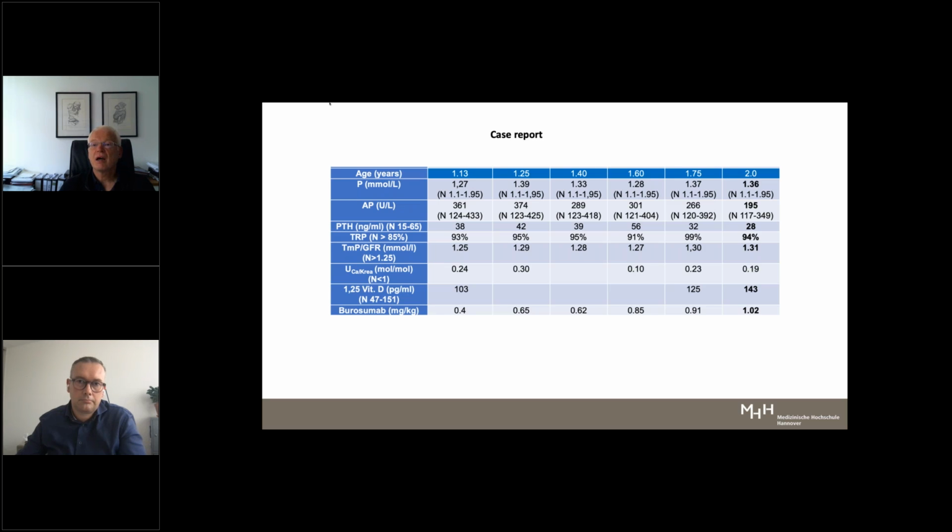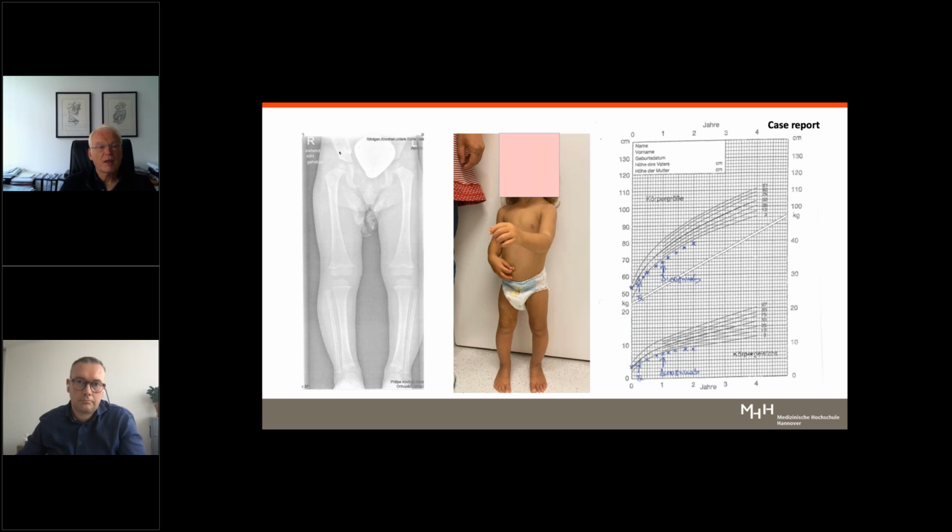Alkaline phosphatase levels were suppressed. They were really in the middle of the normal range. TmP over GFR was normalized. I was really happy. And you see that the bone bowing really improved. So the child is now really a rapid walker. She's really rather more fast than I am if I have to chase her in the outpatient setting.